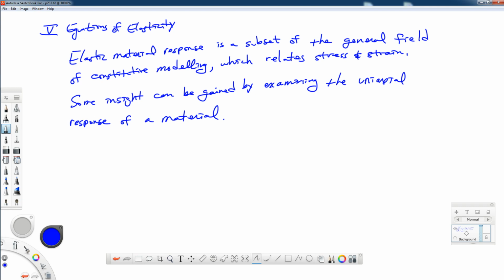Well, we can get a little bit of insight into constitutive modeling, and in particular elastic material behavior, by examining the uniaxial response of a material. In general, we could have multiaxial response. We can have a full stress tensor and a full strain tensor related to one another. But for the simple case of uniaxial tension, we can take a look at some of the typical responses of metals in particular. So let me clear off this page and we'll draw a sketch of the basic response of stress and strain in a metal.